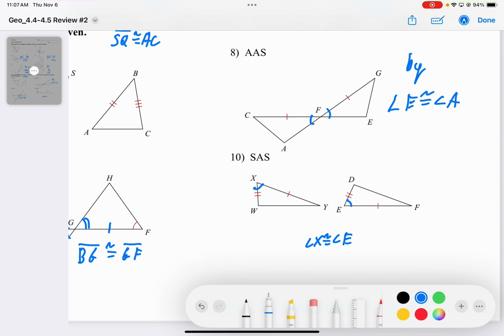Do 2 more. All right. Do these. This is a good study guide for you. Make sure you study these. Tomorrow you'll face proofs.